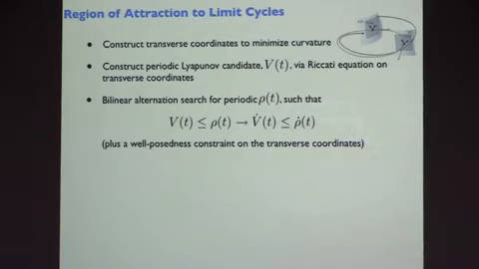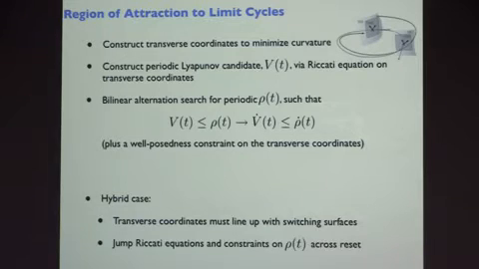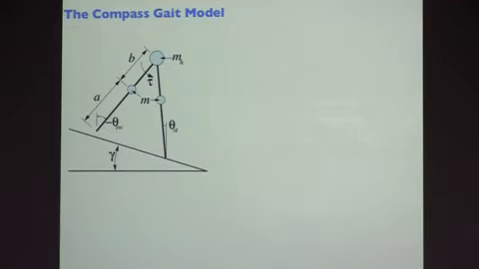The Lyapunov candidates are still generated with the Riccati equation, and we can handle hybrid dynamics in this too, as long as our constructed coordinates line up with any switching surfaces. I thought about that, if that makes sense. And what it gives me the ability to do is, for instance, take my walking robots.